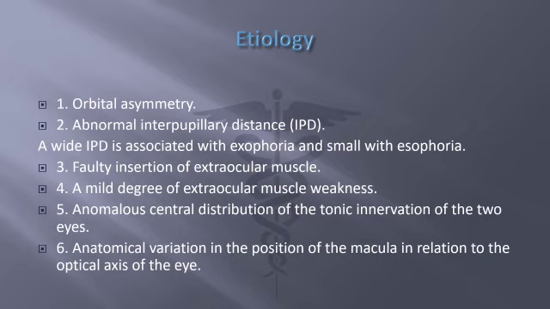Now, a point to be noted here is the impact of interpupillary distance on the type of squint. A wider interpupillary distance would result in a divergent type of squint or exophoria, and a smaller interpupillary distance is going to result in esophoria or a latent convergent squint.